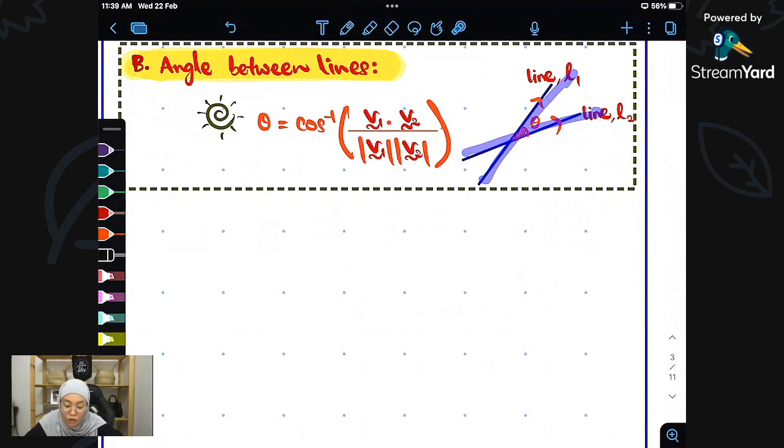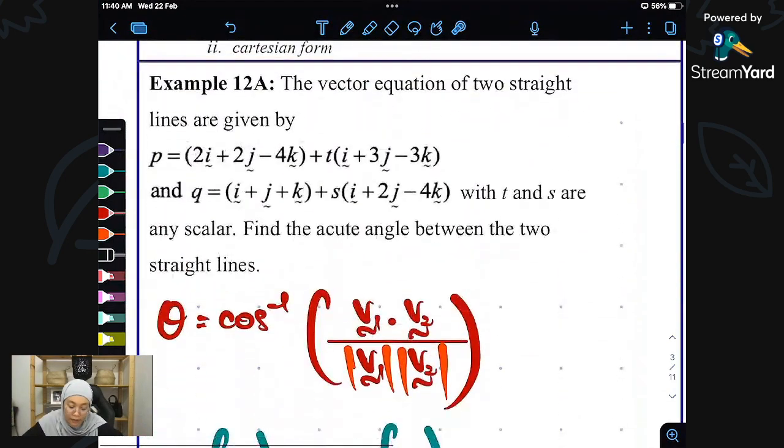Okay, these are the two straight lines, line 1 and line 2. In between them, we got theta. So the formula is very easy: theta is equal to inverse cos of the vector V1 dot vector V2. Remember, it's a dot product. V1 dot V2 divided by the magnitude of each of them. Okay, it's so easy. Let's have a look at example 12 here.